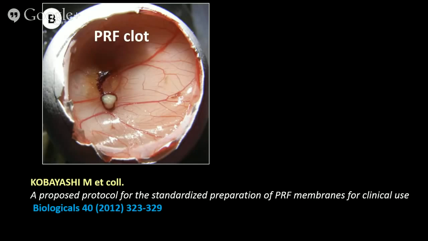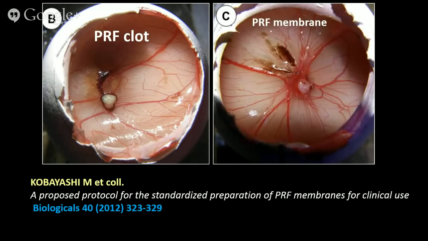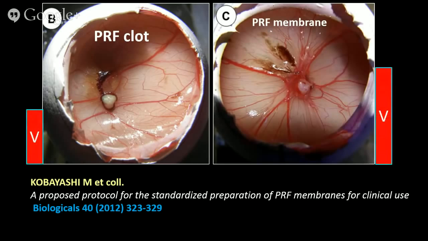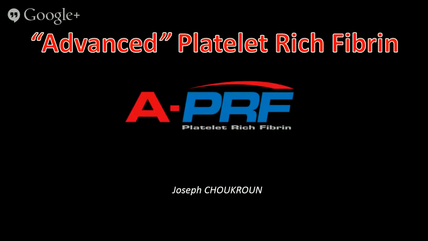A very interesting paper compares a PRF clot and a PRF membrane. Do we have to use a clot? Never. We have to use a PRF membrane because with the membrane we will have more vascularization, around 100% more. Now I can move to the advanced platelet-rich fibrin.